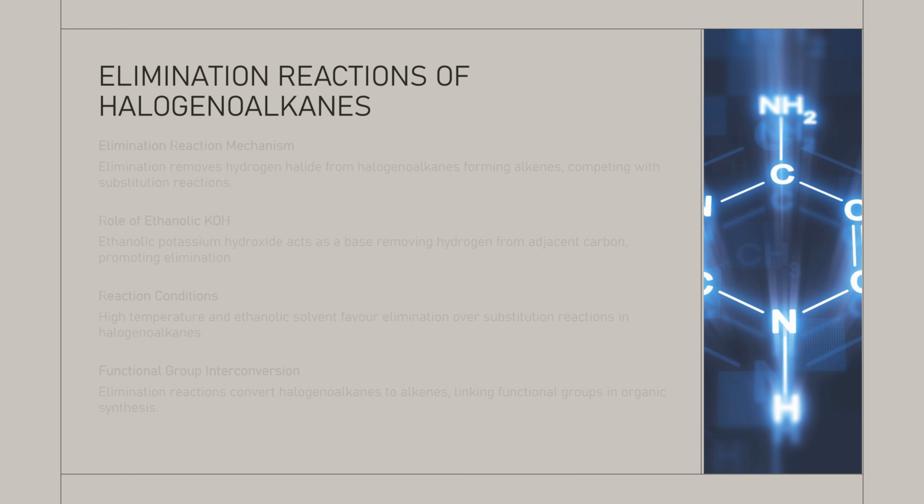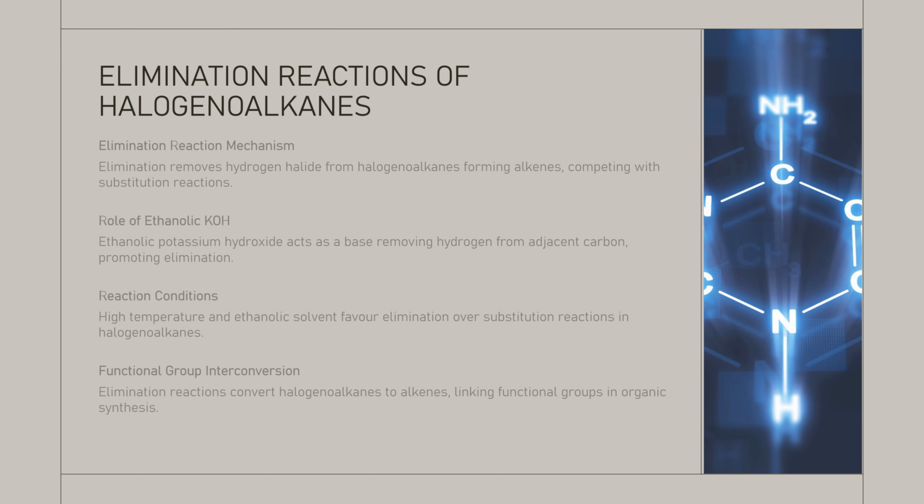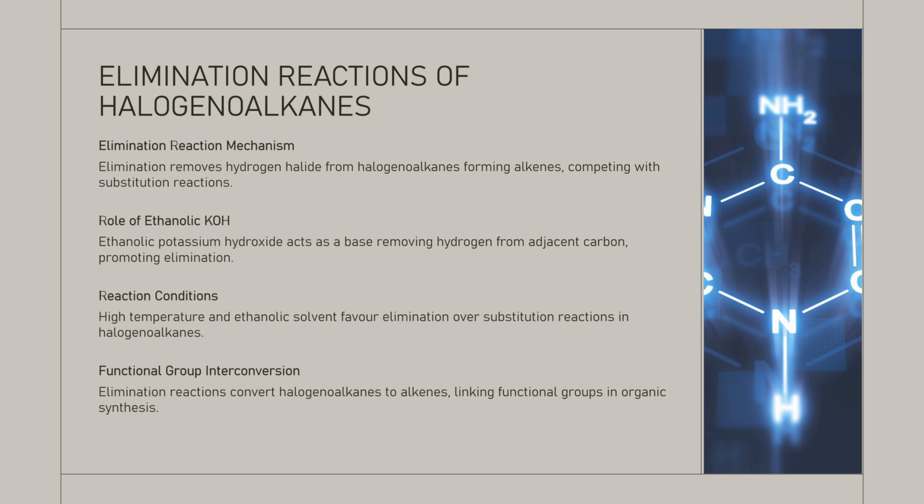In elimination, a molecule of hydrogen halide is removed to form an alkene. This reaction typically occurs when halogenoalkanes are heated with ethanolic potassium hydroxide. The hydroxide ion acts as a base rather than a nucleophile, removing a hydrogen atom from a carbon adjacent to the one bearing the halogen. As the hydrogen is removed, the electrons form a carbon-carbon double bond and the halide ion leaves.